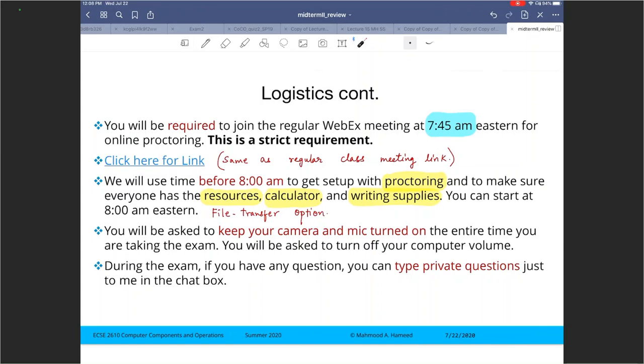However, you will be asked to turn off your computer volume so that you don't hear any noise that might be happening that comes from the other student. So you will be asked to turn off your computer volume. And if you have any question during the exam, please type in private questions just to me, directly to me, and I will respond right away.